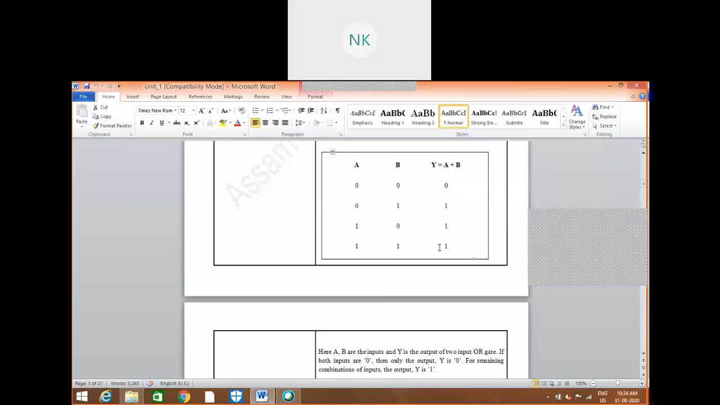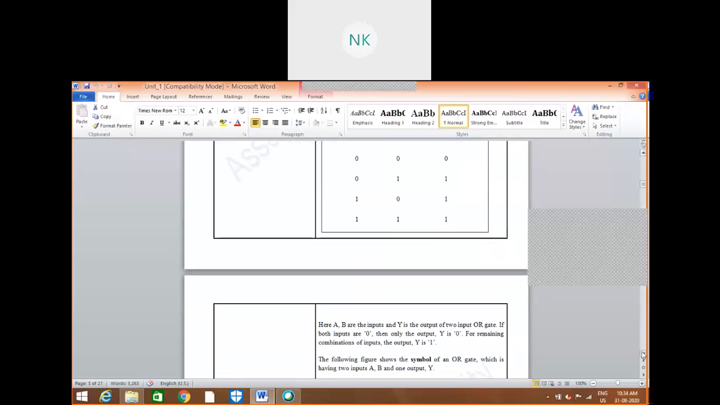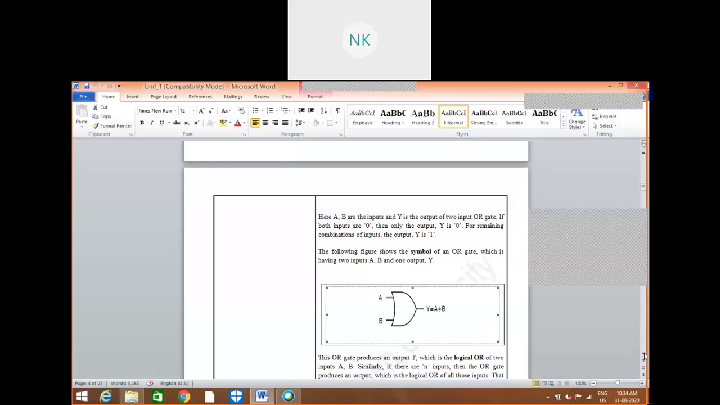So this one is the representation of OR. This is the logical, or diagrammatic, representation of the OR gate, and A and B are the inputs and Y is the output. Clear, OR gate? Yes, clear. Okay, thank you.